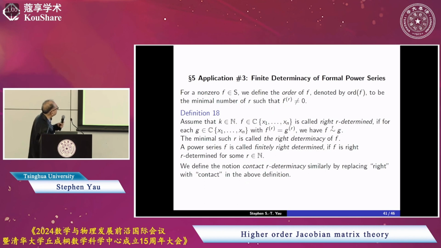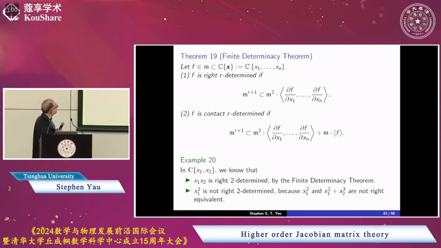The last application I want to talk about is the right determinacy, I mean the finite determinacy. We say that a function F is right r-determined if the r-jet of F equal to the r-jet of G implies F is right equivalent to G. The minimum r is called the right determinacy of F. You can do the same thing, with the same notation, for contact r-determinacy. The classical theory says that if F is right r-determined, then the maximal ideal to the power r plus 1 is contained in M squared times the Jacobian ideal. And F is contact r-determined if M^(r+1) is contained in M squared times the Jacobian ideal plus M times F.